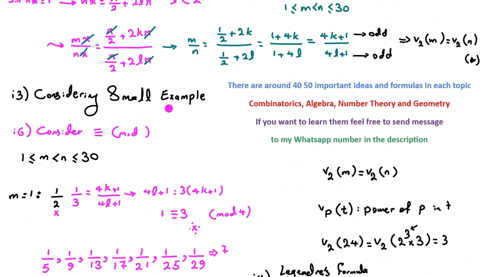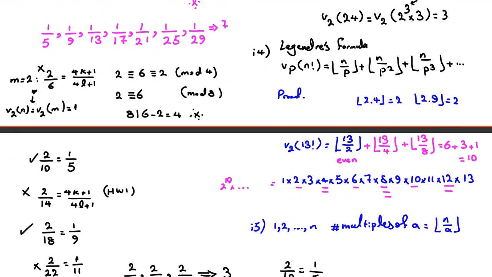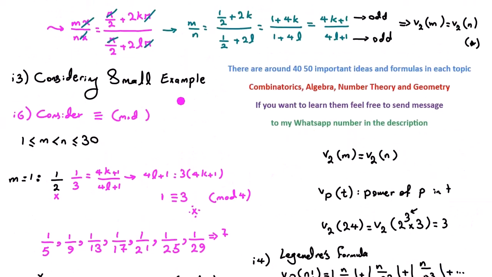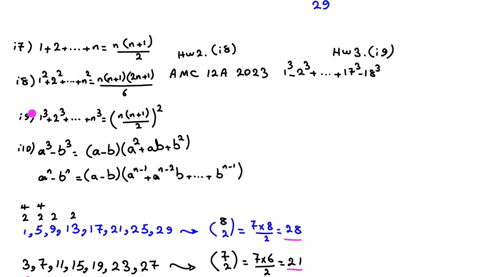Concerning small examples, so much powerful. In all years of AMC, AIME, USAMO important. Getting good at this idea is so much important. Next one, Legendre's formula for finding power of p in n factorial. I will explain all of these things during solving this problem. Idea 5, multiples of a in 1 to n is what? Considering mods. Idea 6, then I tell you some identities, identity 7, 8, 9, 10, and you can solve the problem of AMC 12, 8, 2023 with these ideas.